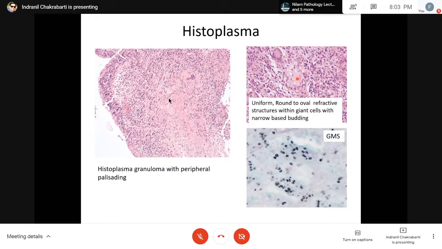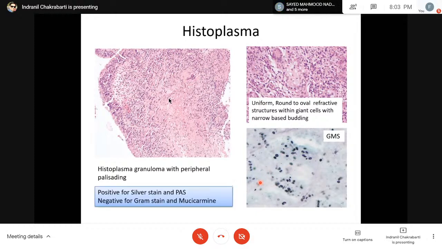So we can see some of the giant cells within which there are certain organisms. They look very uniform. They are 2 to 4 micron in size, and they are round to oval yeasts. And these are highlighted by the GMS. You can see there is narrow-based budding, and all these are more or less of similar size. This feature is very important for distinguishing Histoplasma from other fungi like Cryptococcus. They are also positive for silver stain and PAS stain, but negative for Gram stain and mucicarmine stain.